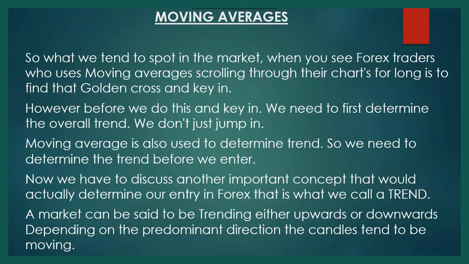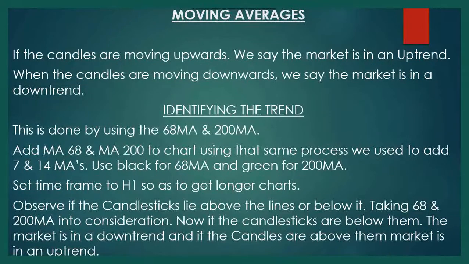Now we have to discuss another important concept that would actually determine our entry in Forex. That is what we call a trend. A market can be said to be trending either upwards or downwards depending on the predominant direction the candles tend to be moving. If the candles are moving upwards, we say the market is in an uptrend. When the candles are moving downwards, we say the market is in a downtrend. This is done by using the 68 MA and 200 MA.